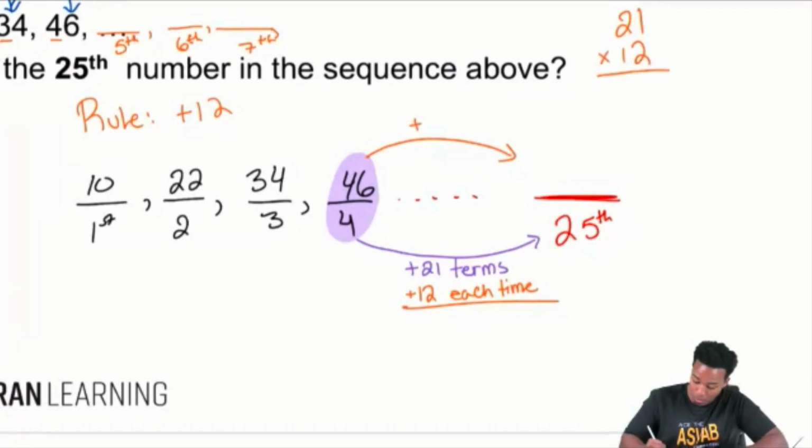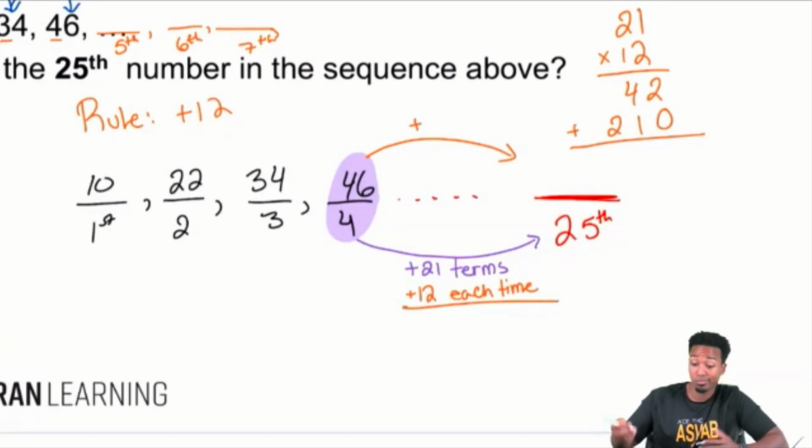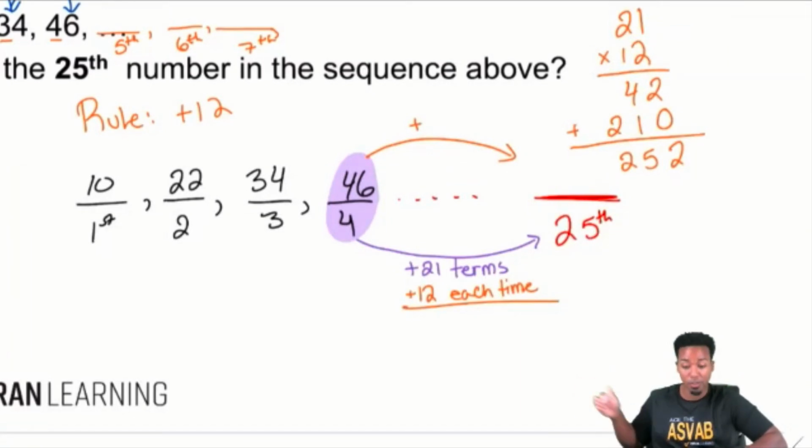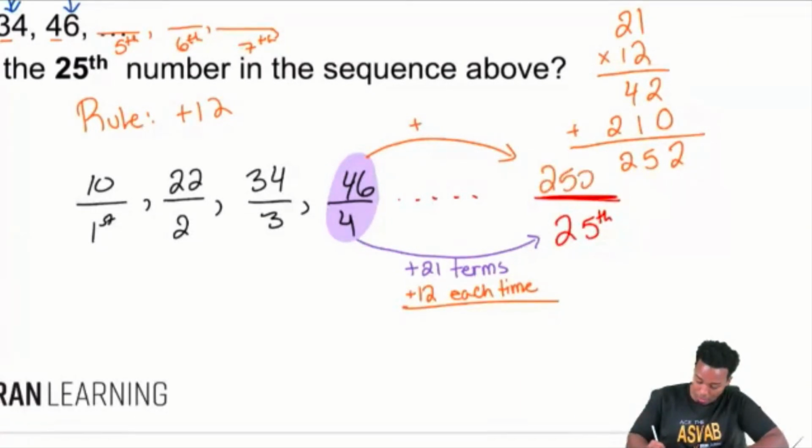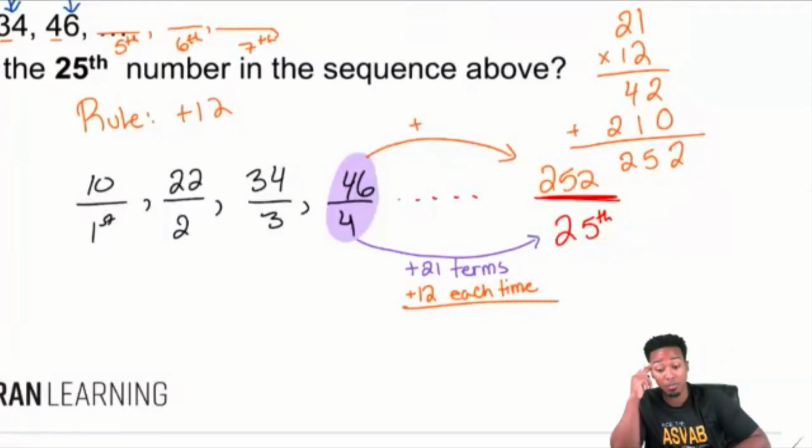So 1 times 2 gives me 2. 2 times 2 gives me 4. Bring the 0. 1 times 1 is 1. 2 times 1 is 2, excuse me. So from there, here we go. 2, 5, 2. So everybody, is 252 the term here? Is that what it's going to be? Yes or no?